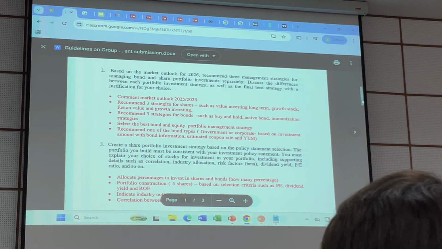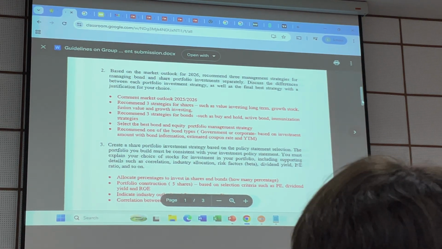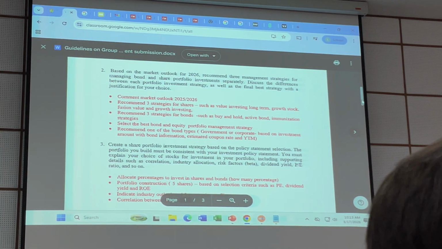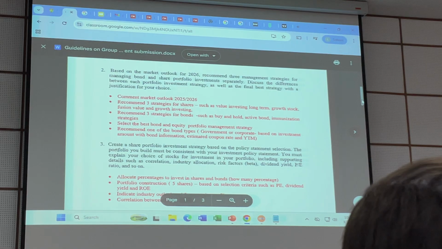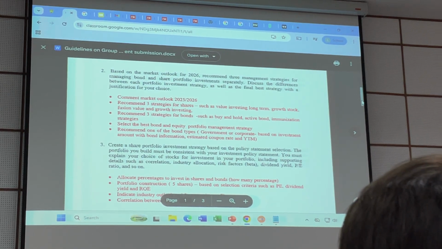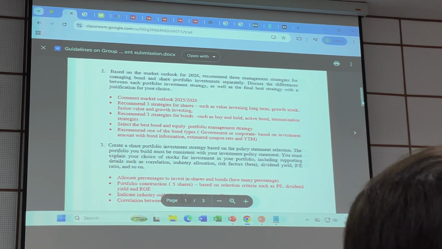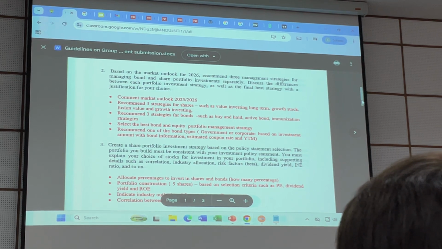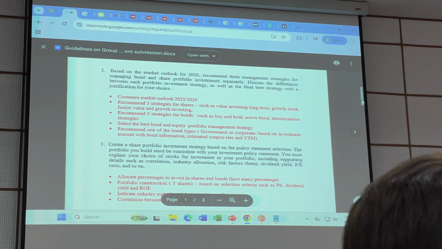And number 2, based on the market outlook 2026, you compare 2026 with last year 2025, maybe last quarter until now, and recommend 3 strategies for share: whether value, growth, or value plus growth. How do you define value? I already mentioned it just now. How to define growth? It is inside the slide just now. Value is what? Low PE, low earnings, value stock. So go and check my slide just now.